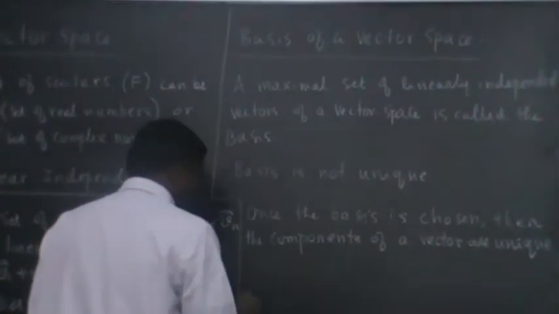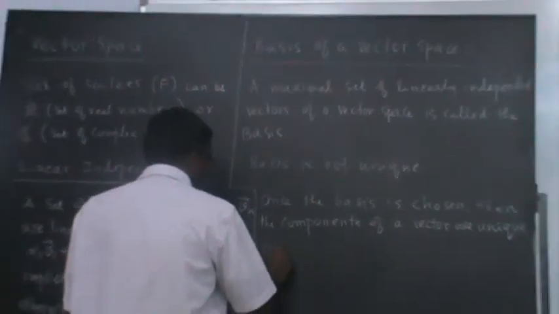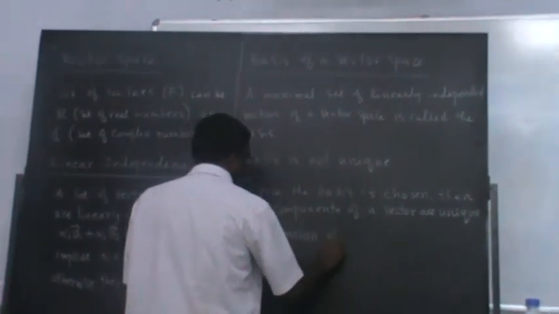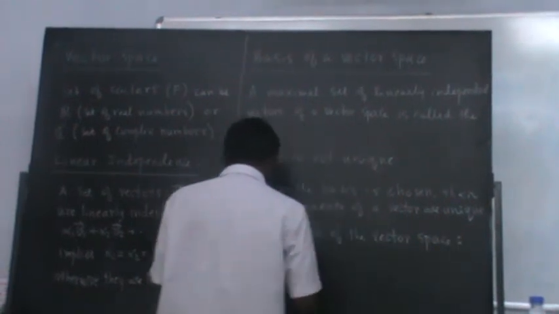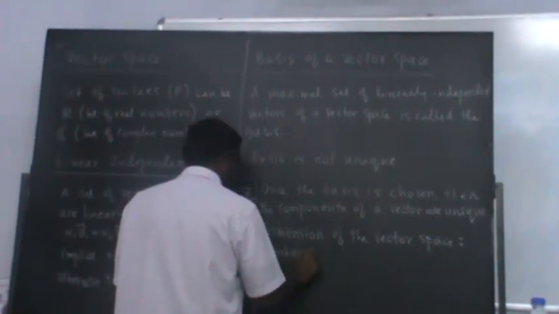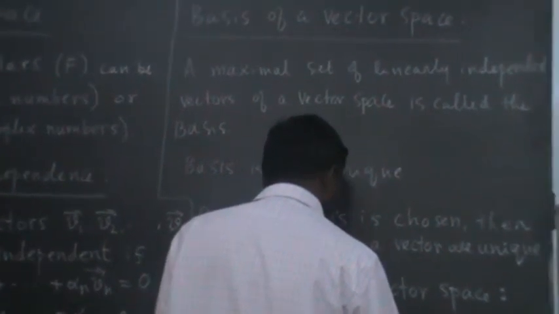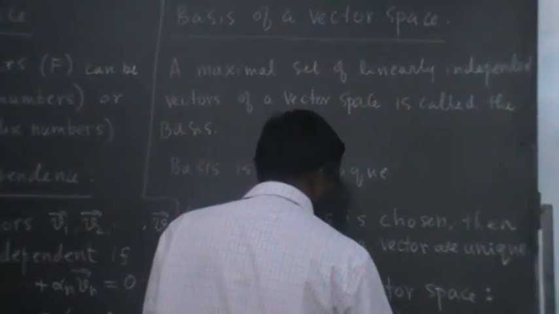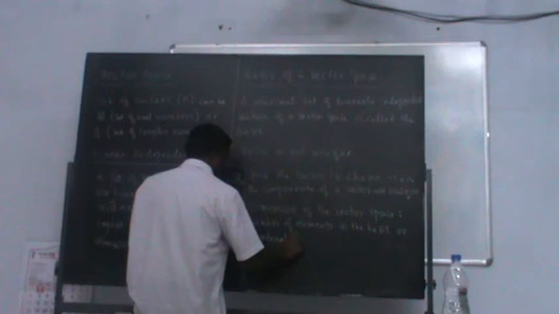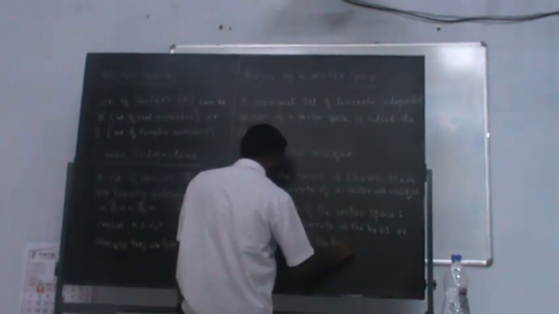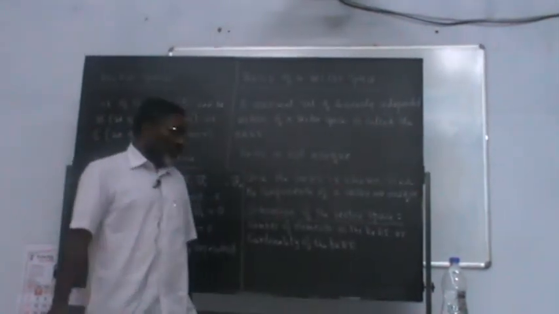And the number of elements of the basis is defined as the dimension of the vector space. Dimension of the vector space is given by the number of elements, the cardinality. Cardinality means number of elements. So the dimension of a vector space is defined as the number of elements of the basis, its cardinality.